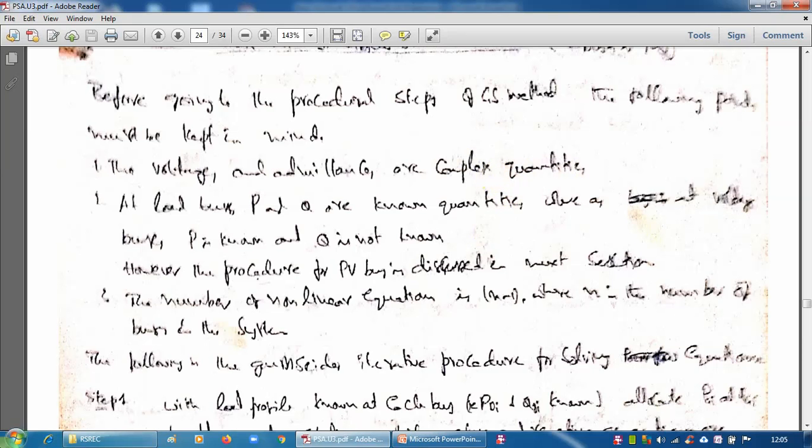Next, at load buses we know that P and Q are known, whereas we have to determine the voltages. At voltage buses P and V are known. Here it is written in some other form. At load buses P and Q are known.